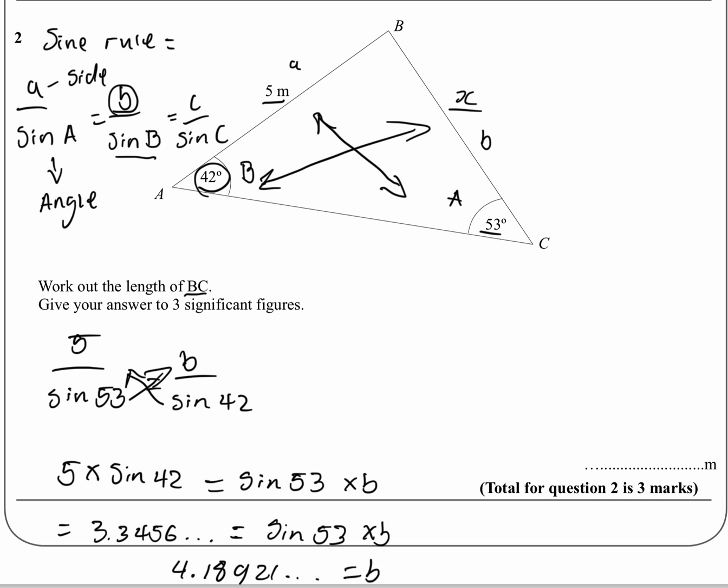As the question says, we want it to 3 significant figures. And that to 3 significant figures is 4.19. So that's how we get the side using sine rule when it's not a right angle and not an isosceles.